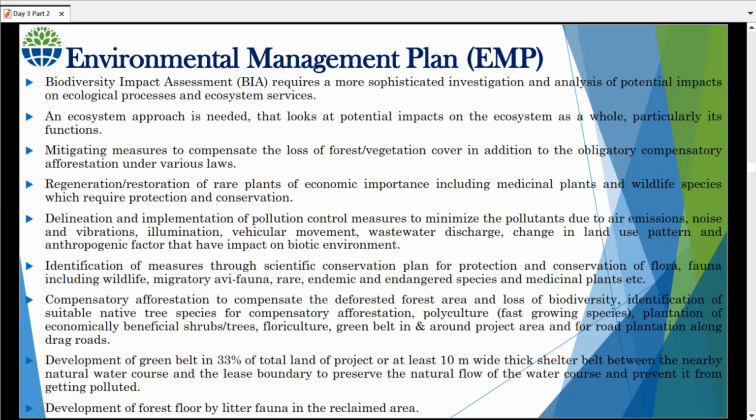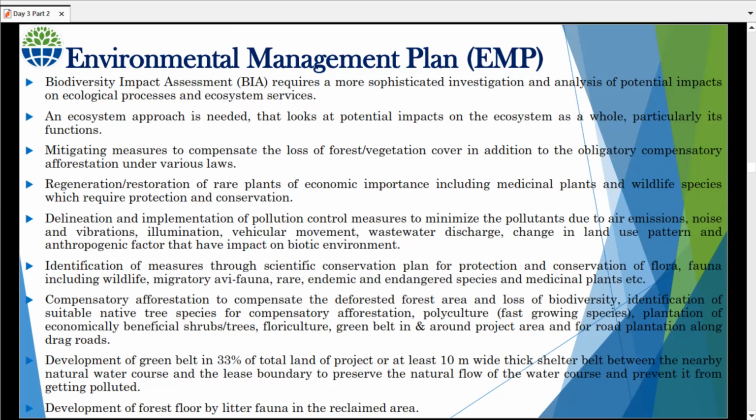We have to provide delineation and implementation of pollution control measures to minimize pollutants due to air emission, noise, vibration, illumination, vehicular movement, wastewater discharge, change in land use pattern, and anthropogenic factors that have impact on biotic environment. So the identification of measures through a scientific conservation plan for protection and conservation of plants for flora, for fauna, wildlife, migratory avifauna, rare, endemic, and endangered species, or threatened species that is known as red species, medicinal plants, etc.